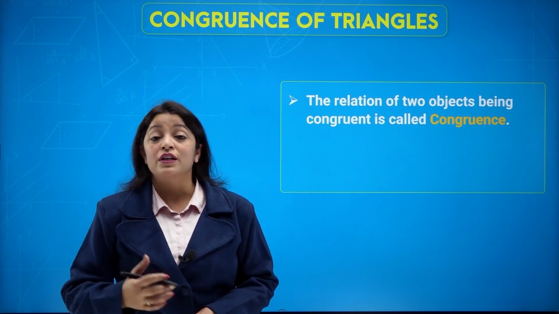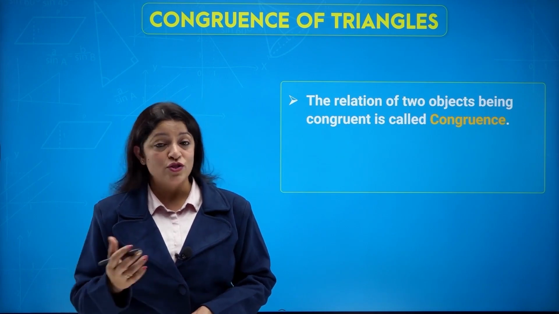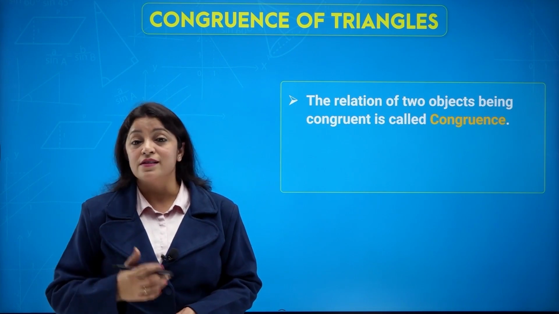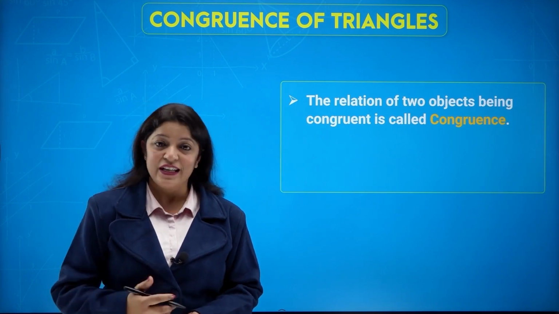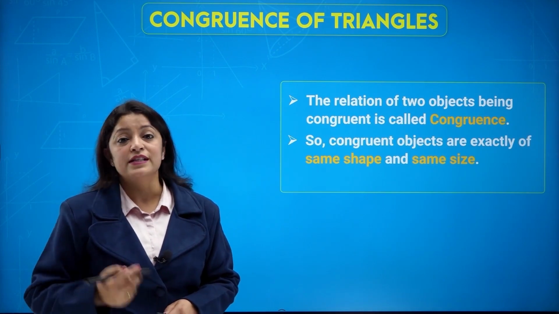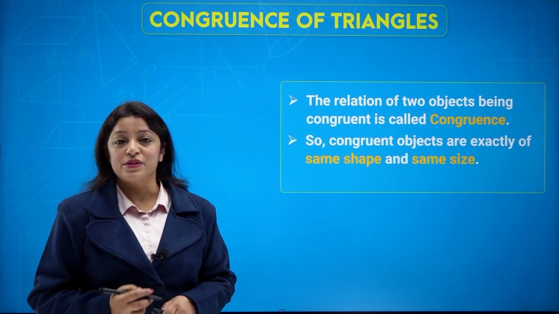Now what if their size is the same but the shape is different? Or what if the shape is different but the size is the same? We'll discuss it in detail. So here we conclude one thing, that congruent objects are exactly of the same shape and same size.